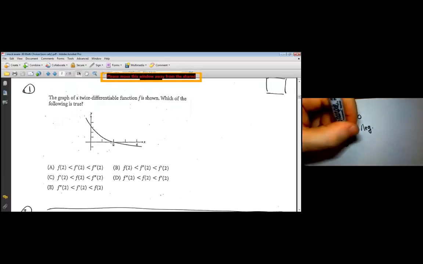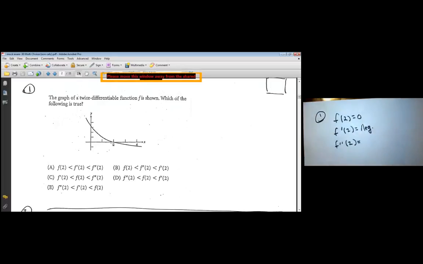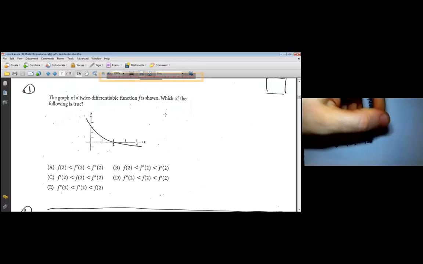And F double prime of 2 tells me about concavity. So in terms of this actual graph, is it concave up or concave down? Is it a smiley face or is it a sad face? There's your eyes. That's a smiling face. A smiling face would mean concave up. So if that is concave up, that means the second derivative at that spot must be positive.